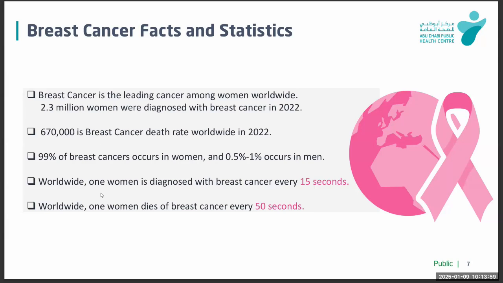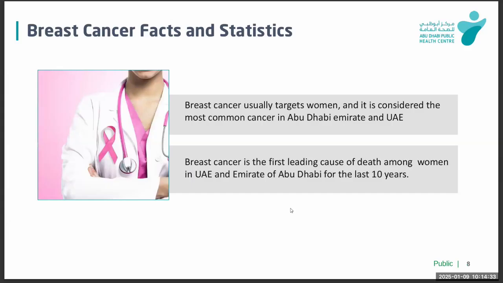So worldwide, one woman is diagnosed with breast cancer every 15 seconds. One woman dies of breast cancer every 50 seconds. So this is a very high incidence. I would say it's a very global issue that breast cancer is on the top of the reproductive organ cancers in females. There is another cancer, ovarian cancer, which is also a very common cancer in females. So these were the breast facts and stats.